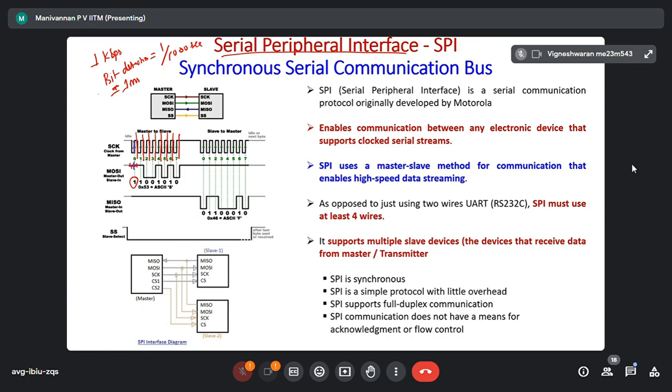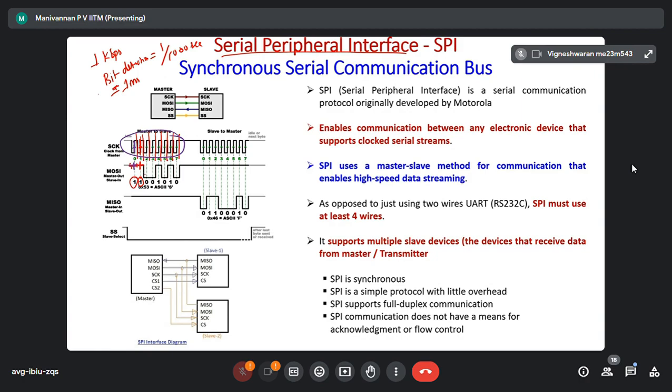If you don't supply this clock, the data will not be read by the receiver. If you don't supply this clock in SPI or synchronous communication, the slave will not read the data, it will wait. Even though you have presented data, it won't read. Next, what happened? In the next data, you know that the period is this, right? This is the next period, second bit. Again, that bit is also 1, the master is sending. Now, the slave will read only here, on the rising edge. During that time, this has to be high.